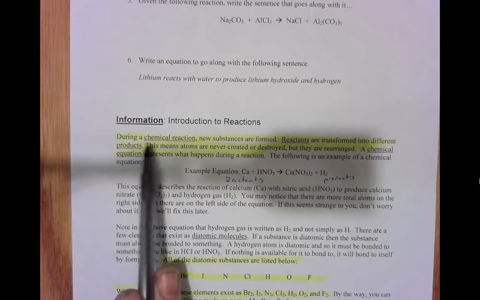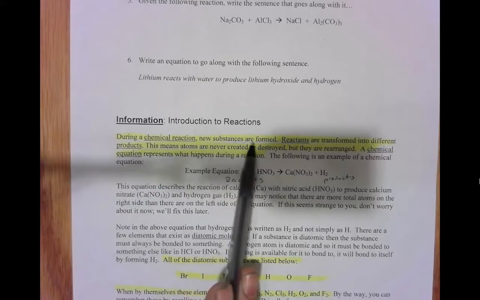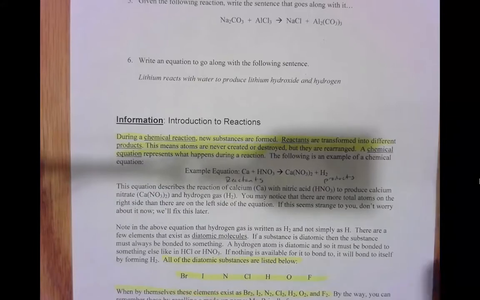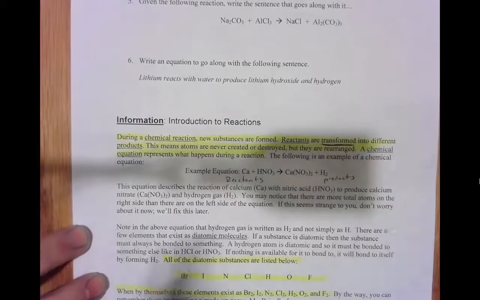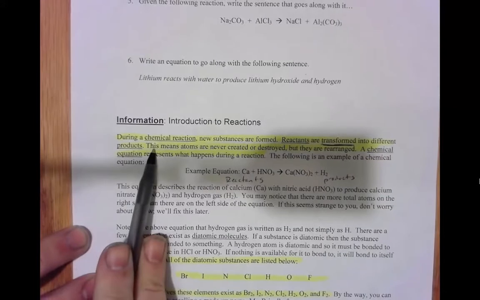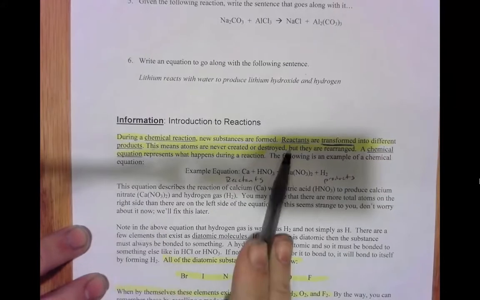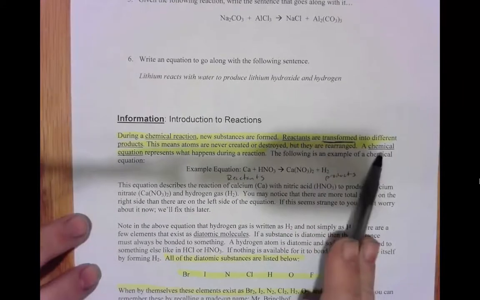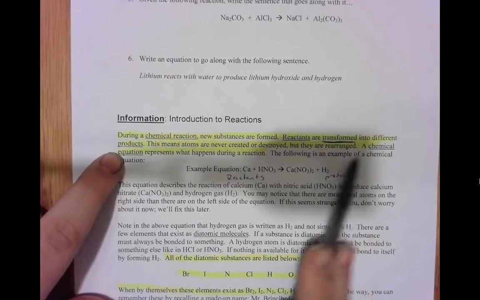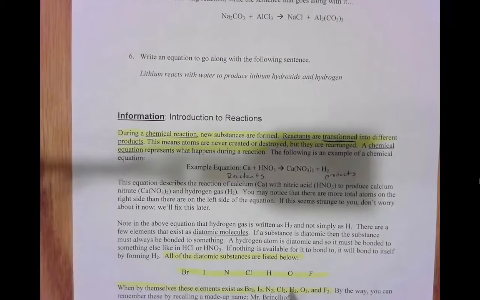So we know that during a chemical reaction, new substances are formed. Reactants are transformed into different products. It's important to emphasize the word transformed as well, because what that means is atoms are never created or destroyed. They're only rearranged into something new. So then a chemical equation represents what happens during the reaction.